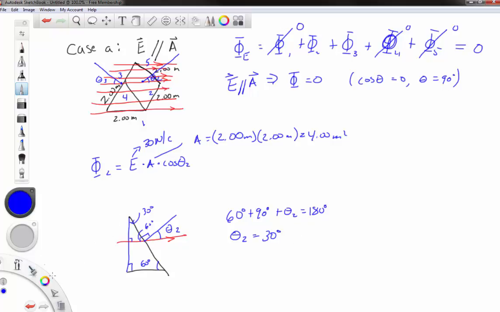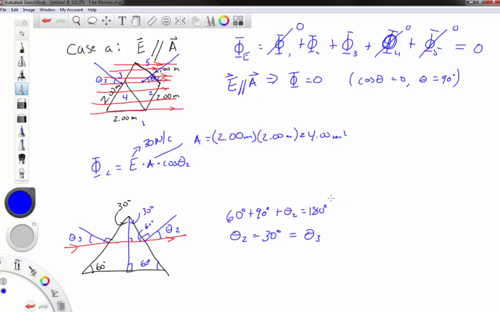And you can see, by the way, that if I draw the other side of this triangle, now I have theta 3 over here, because this guy is also 60. This guy right here is also 30 degrees. And if we extend this electric field line like so, and we extend out the area like so, we have the same scenario. So this is also equal to theta 3.